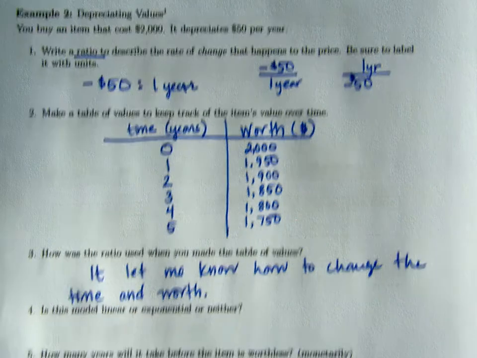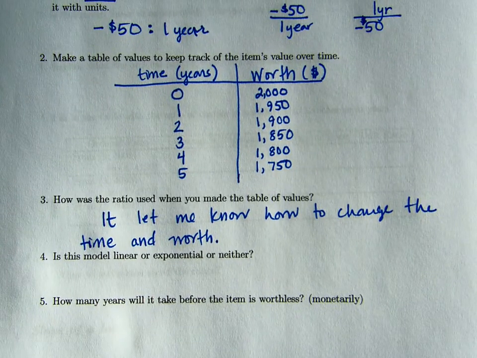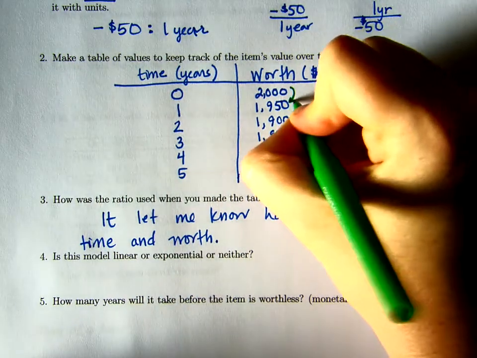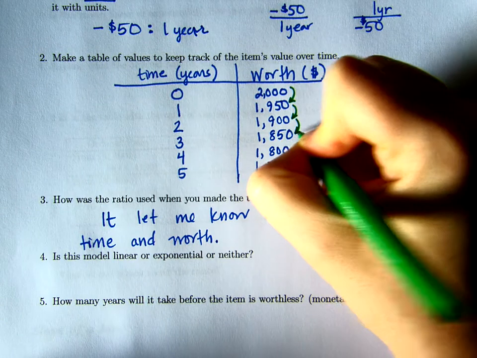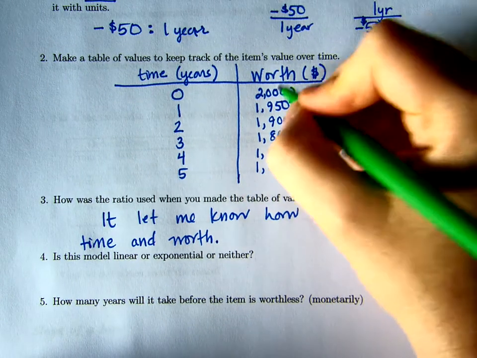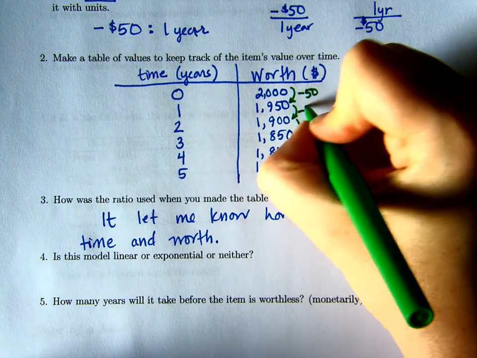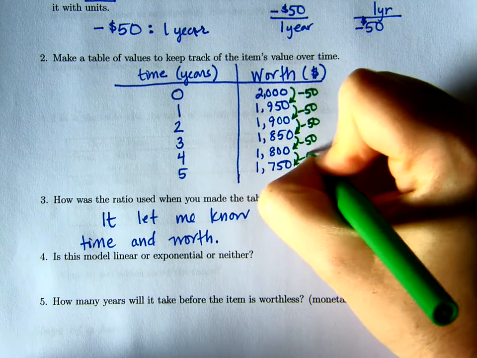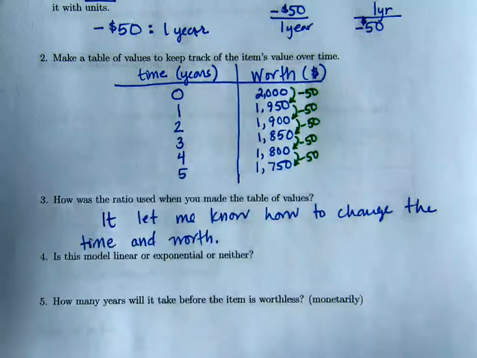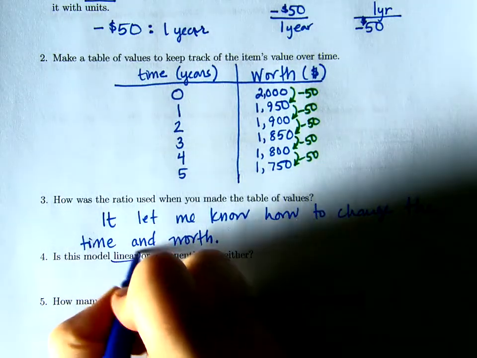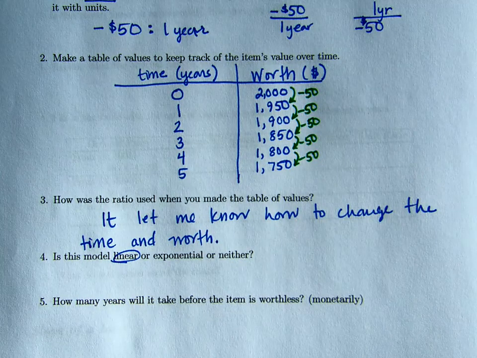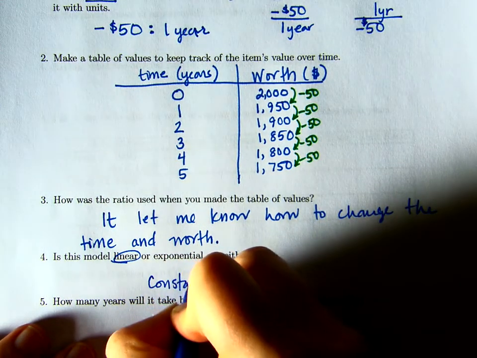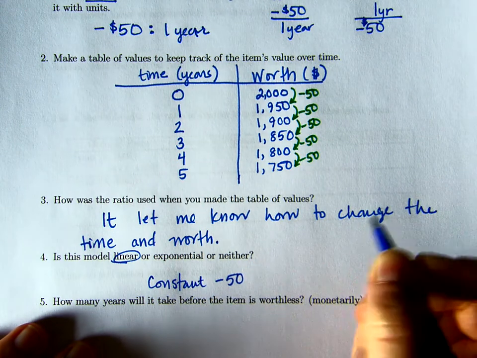Is this model linear or exponential or neither? Well, in order to see that, I need the pattern. The pattern was down 50, subtract 50, keep on subtracting the same constant amount: linear. This is a linear model, and I can tell because of the constant subtract 50.